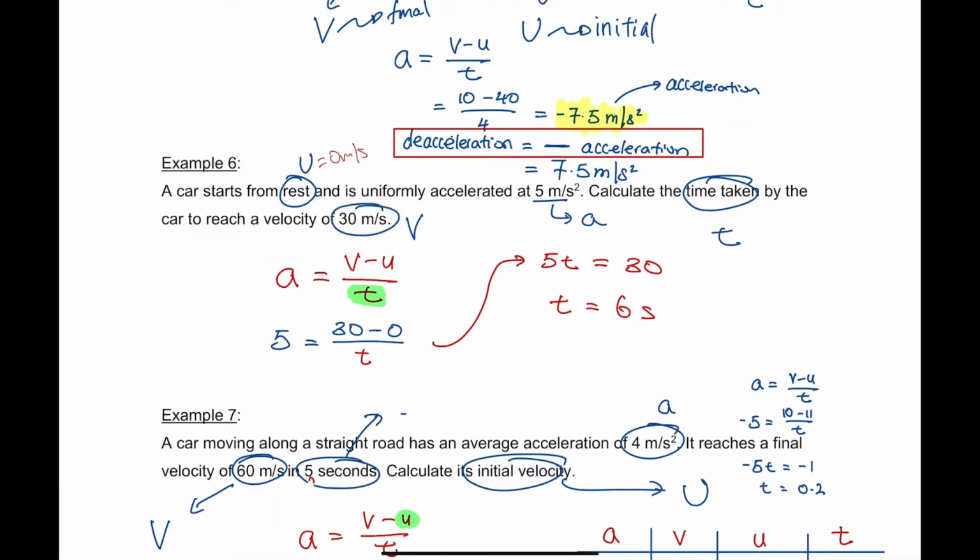I plug and play. The only unknown is the time variable. So A equals V minus U over T. I plug in my values. Acceleration is 5, because this is the acceleration value that they gave us. The final velocity is 30, because the question states 30 meter per second. Initial velocity, they mention from rest, so it is 0. Time is the variable that we do not know. So by simple mathematical manipulation, we're able to get time equal to 6 seconds.